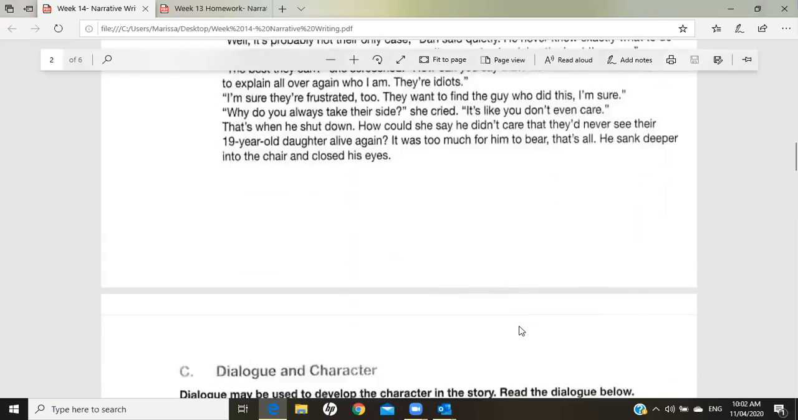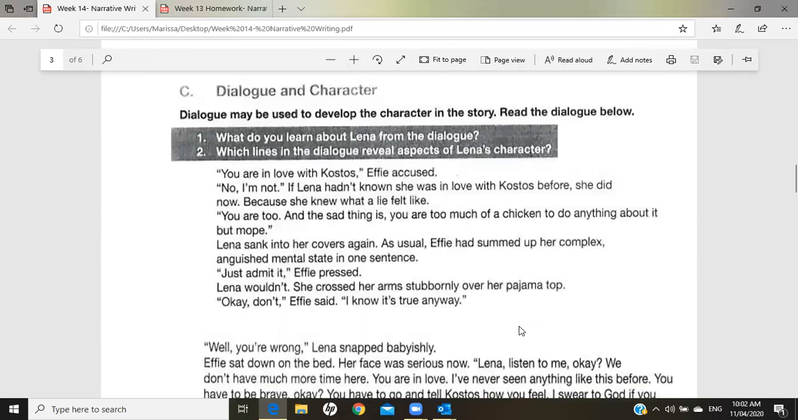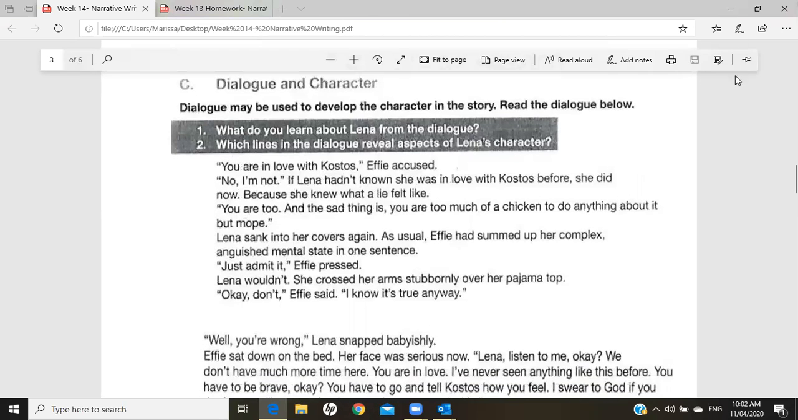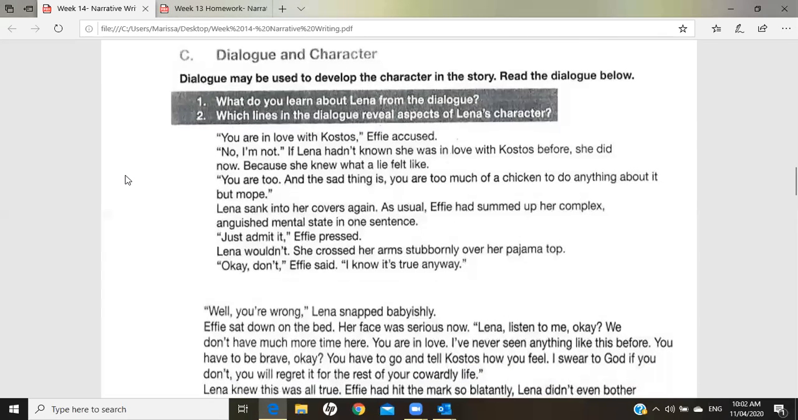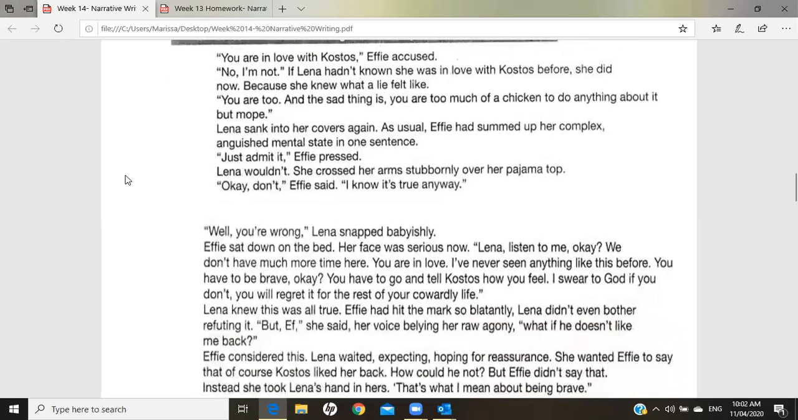So good. The third one is dialogue and character, where we actually see the character Lena in this. So it says dialogue and character. Dialogue may be used to develop the character in the story. So it says read the dialogue below. So the two questions are, what do you learn about Lena from the dialogue? And which lines in the dialogue reveal aspects of Lena's character? So based on what is being discussed here, we get a sense as to character development, the type of character Lena is, and also with Effie, because Effie is her friend. So let's hear what they say about them.